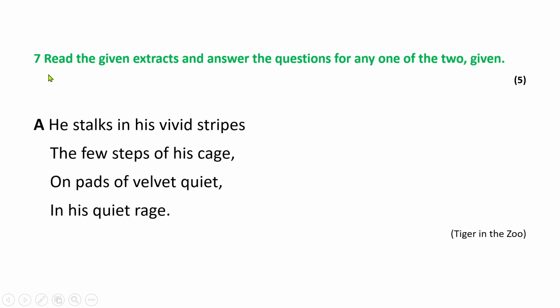Question 7. Read the given extracts and answer the questions for any one of the two given. So there are two extracts from the poetry section. We are going to be answering any one. A. The first extract: He stalks in his vivid stripes, the few steps of his cage, on his paths of velvet quiet, in his quiet rage.